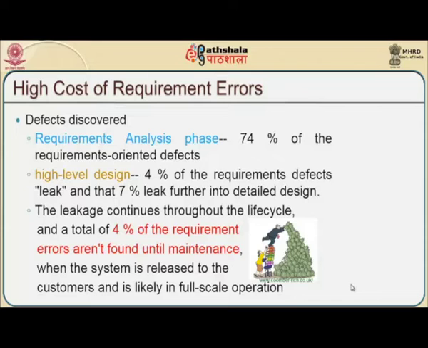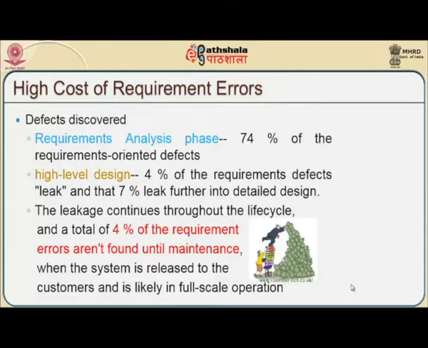Whereas, once I have drawn myself to a high level defect, it becomes 4% of the requirement defects leak, and 7% leak further into a detailed design. So, from 4% it will get on to 7% leak. Why? Because it has been transferring all that error that has been identified from the requirements to the design phase. So, the leak percentage will automatically increase.